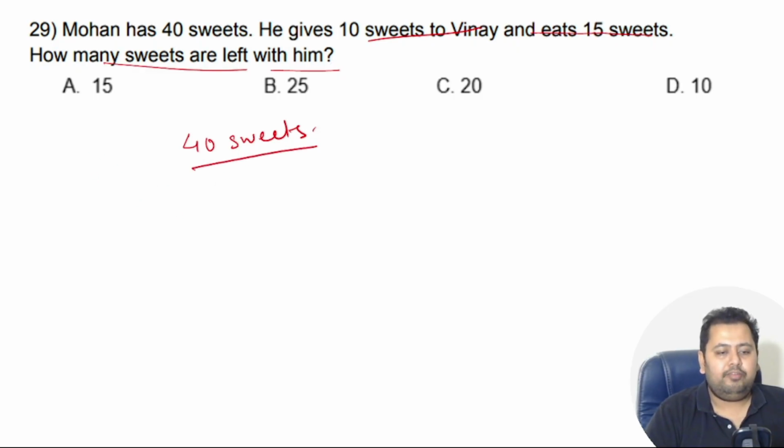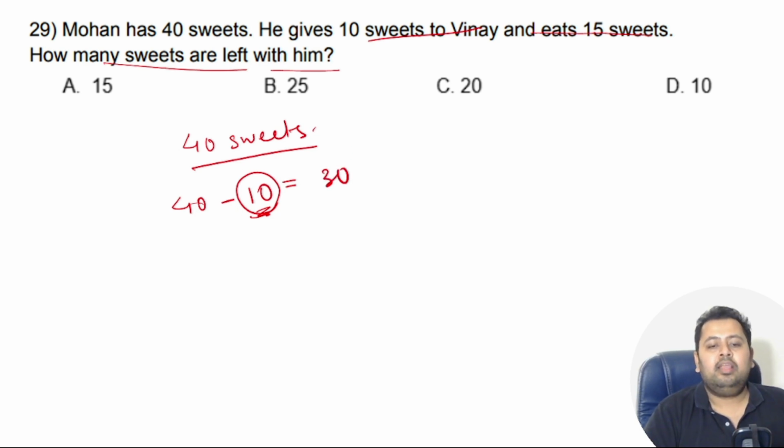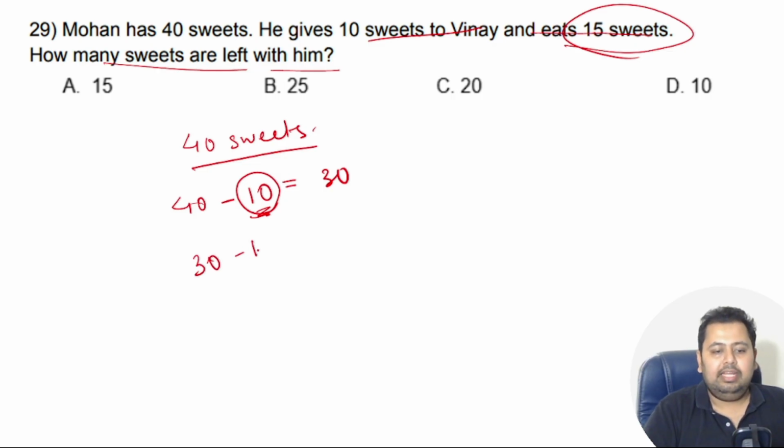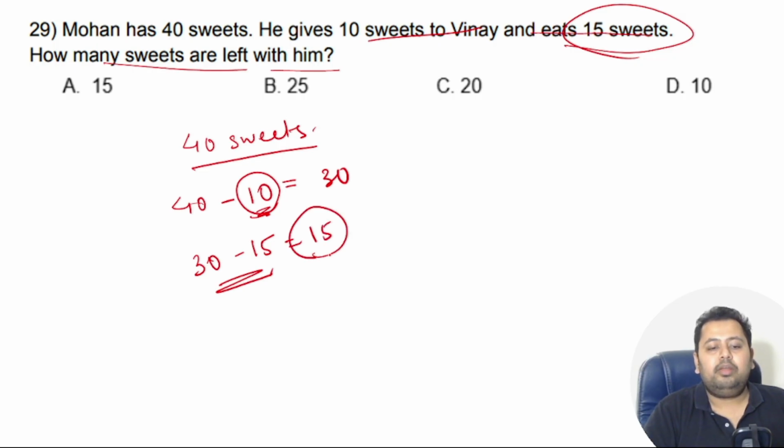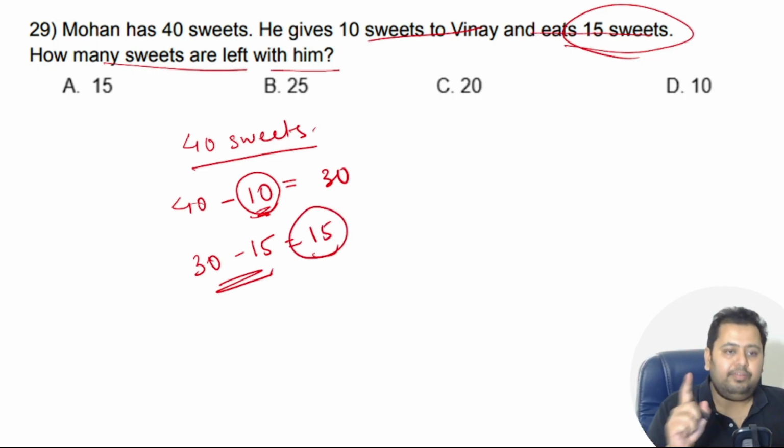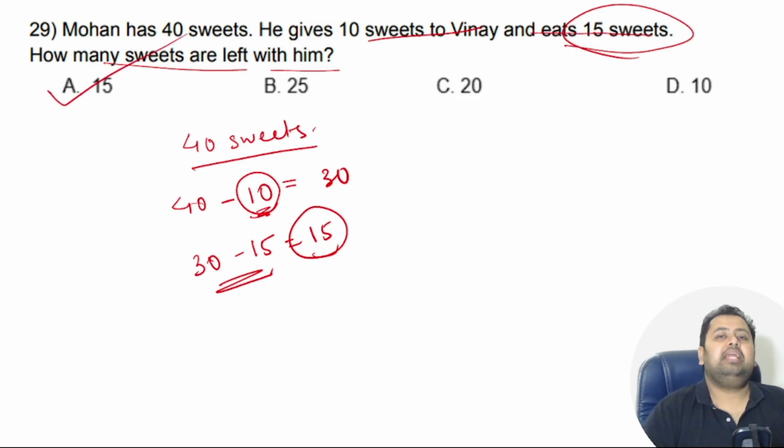So Mohan had 40 sweets. He first gives 10 sweets to Vinay. So he gives 10 sweets, right? Minus 10. Sorry, Mohan now has 40 minus 10. 10 is the number of sweets he gave to Vinay, right? So 40 minus 10 is 30. Now he eats 15 sweets, right? So out of 30, now he eats 15 sweets. That is 30 minus 15 equals 15, the number of sweets that is left with Mohan now. So option number A is the correct answer. Hope you got it correct.